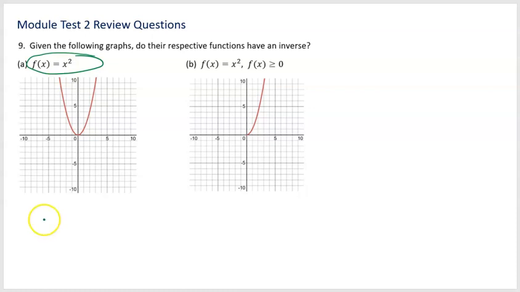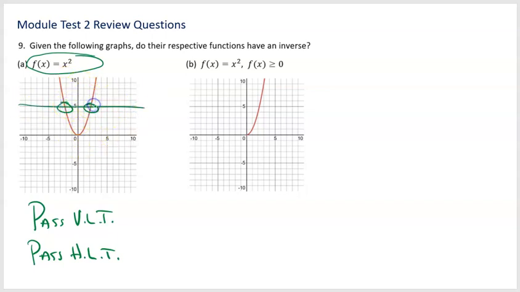But to be honest, it has to pass the vertical line test. That's what makes it a function, but it also has to pass the horizontal line test. And that's what makes it a one-to-one function and makes it have an inverse. And look, this parabola does pass the vertical line test. We already knew that. But it fails the horizontal line test because it intersects the graph in more than one place. So this does not have an inverse. F of x equals x squared, as it is, does not have an inverse.